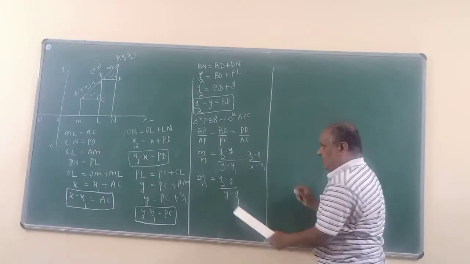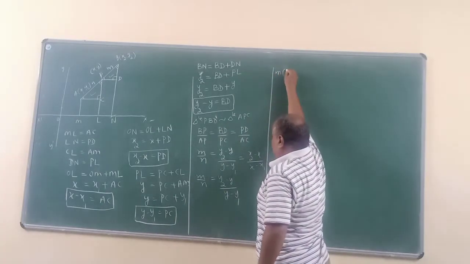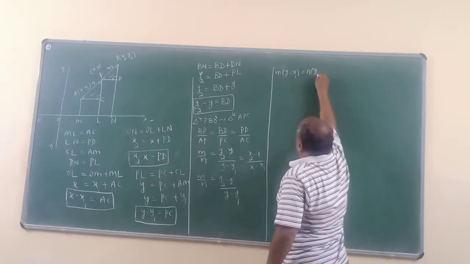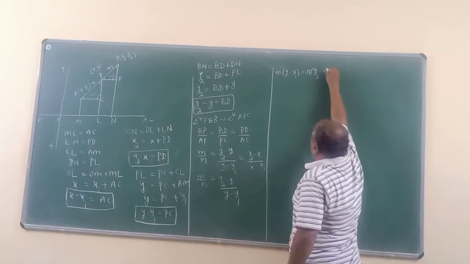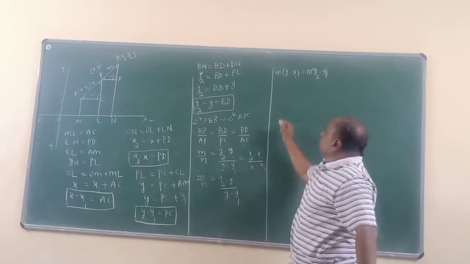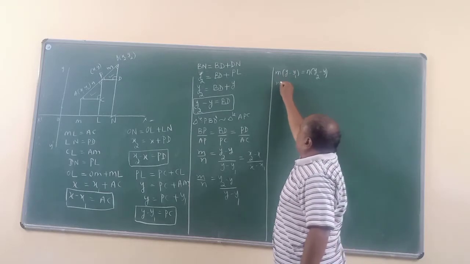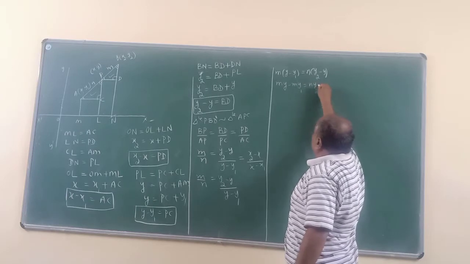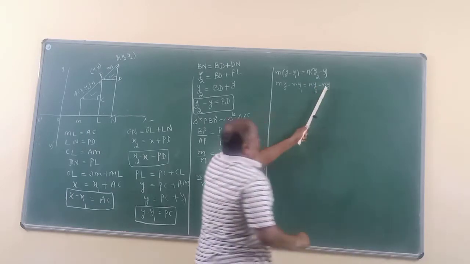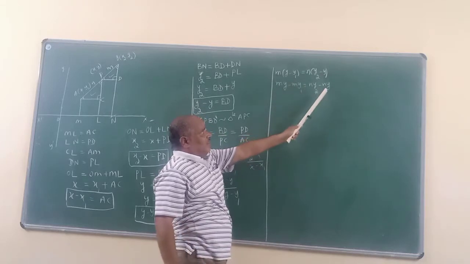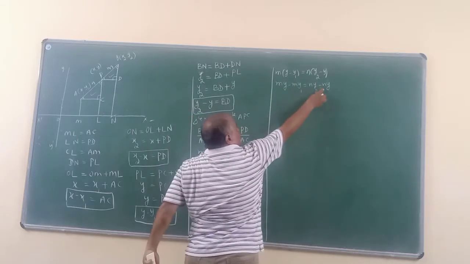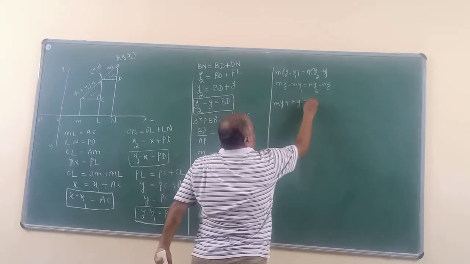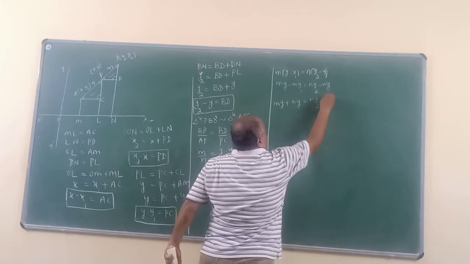Now you cross multiply, we get m of y minus y1 is equal to n of y2 minus y. Then multiplying, my minus my1 equals ny2 minus ny. Bring minus my1 to the RHS and bring the ny to the LHS: my plus ny equals ny2 plus my1.